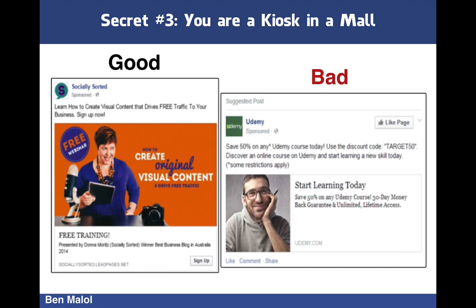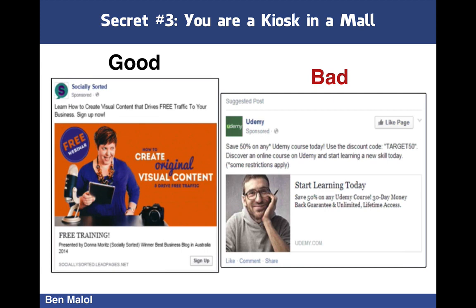Okay, the copy is really good. Learn how to create visual content that drives free traffic, free, in big bold letters, to your business. Sign up now. Okay, and then at the bottom you see free training. This is something that grabs attention. Okay, free webinar, you see that badge as well on the top left.